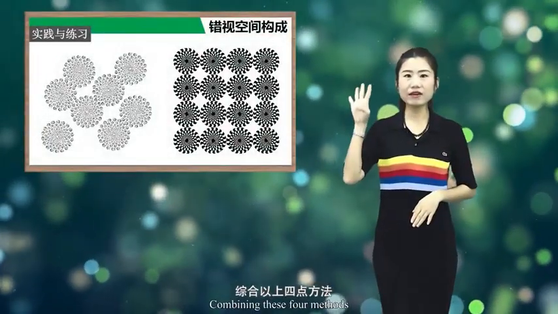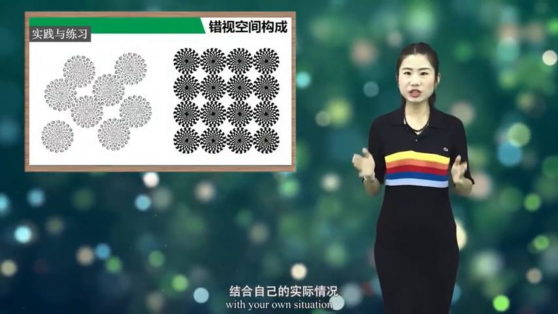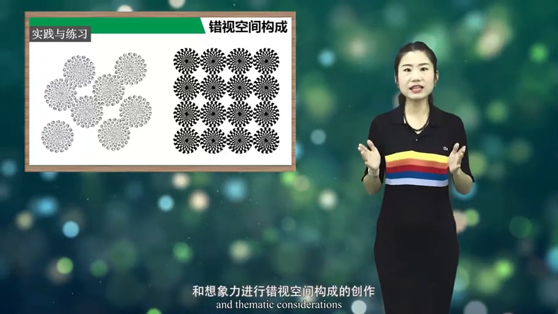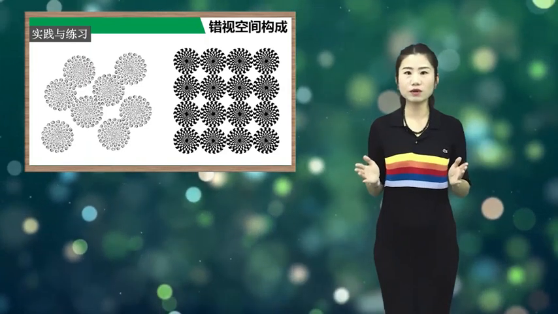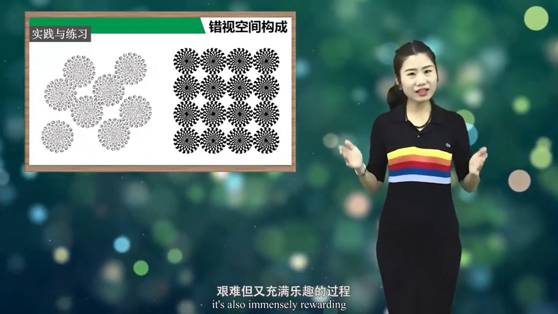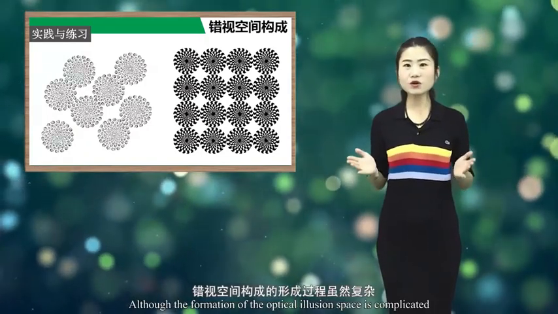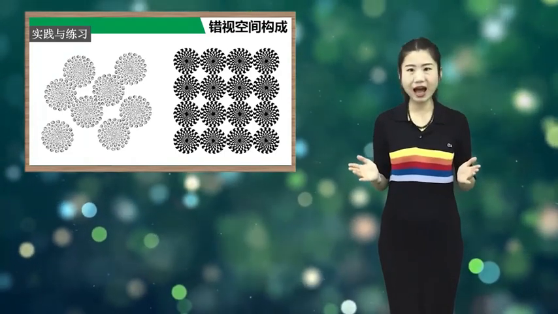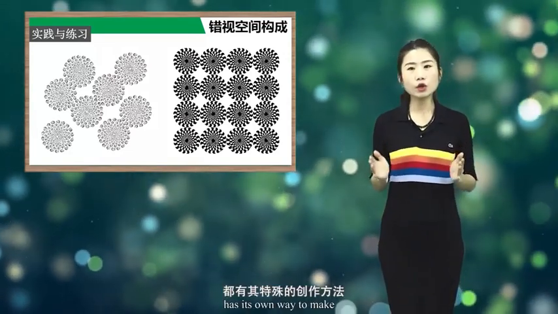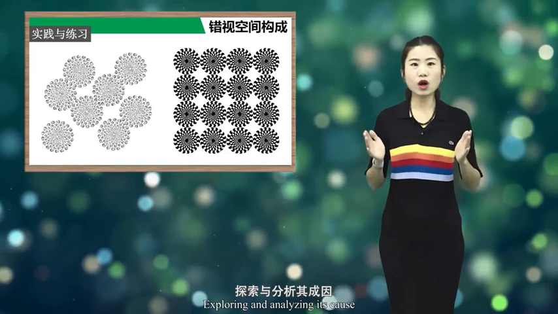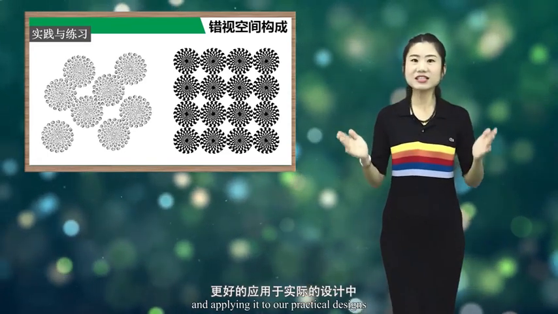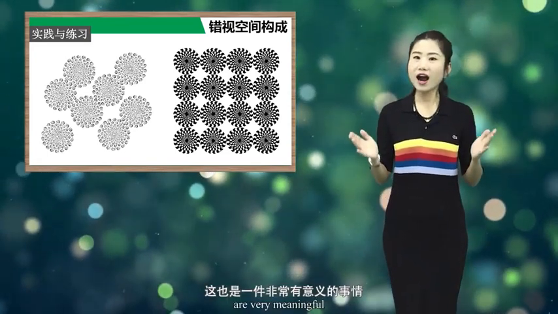Combining these four methods with your own situation, you can create your composition with imagination and thematic considerations. While the process may be challenging, it's also immensely rewarding. Although the formation of the optical illusion space is complicated, it's explicable. Every new form of optical illusion has its own way to make. Exploring and analyzing its cause, summarizing the pattern, and applying it to our practical designs to serve our lives are very meaningful.